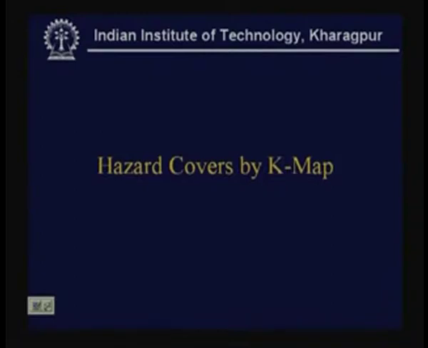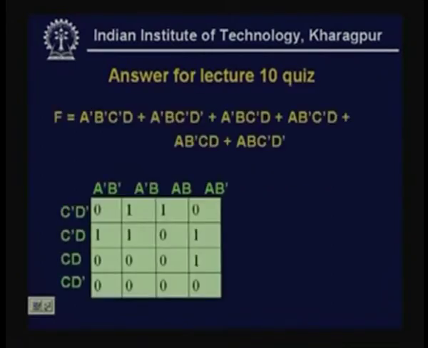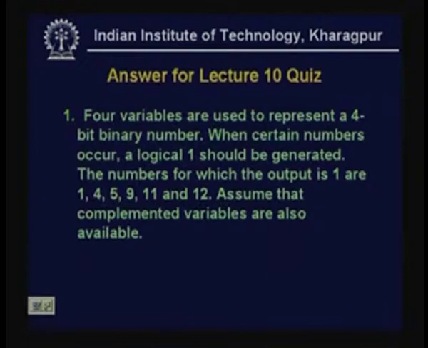First, I want to discuss the previous day's quiz. There was only one question for the last lecture, and the question was that 4 variables are used to represent a 4-bit binary number. When certain numbers occur, a logical one should be generated, and the numbers are 1, 4, 5, 9, 11 and 12. Assume that complemented variables are also available, then reduce the expression.